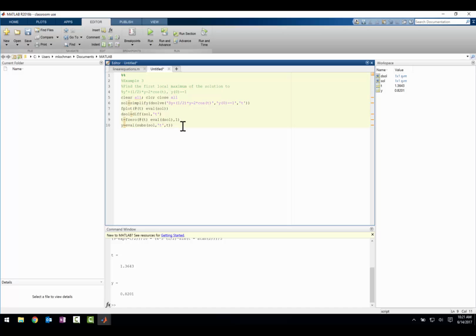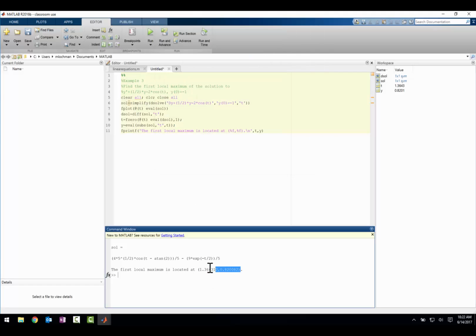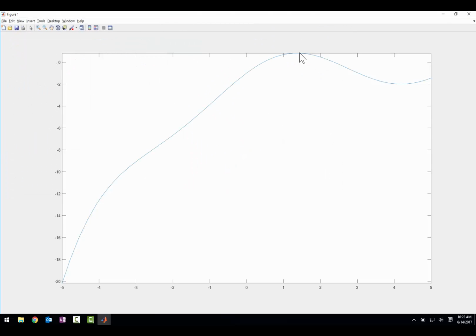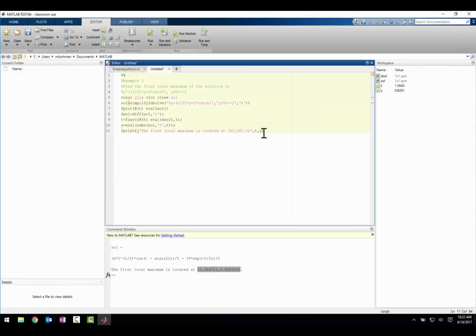So yeah, that's basically it. And I can make this print out nicely. So I didn't need that. So print f. So the first local maximum is located at that point. And the numbers I'm going to put in here are t and y. Okay, so it's going to find it, and then it plots the coordinates of that first maximum, which, if we zoom in here, basically match what we're looking at. So yeah, that's pretty exciting.